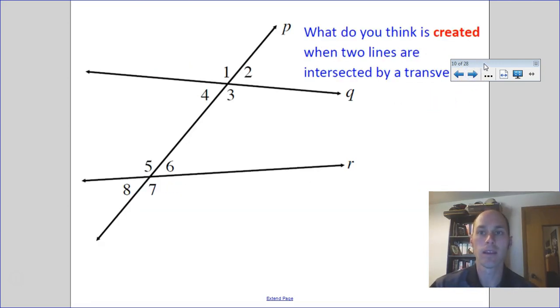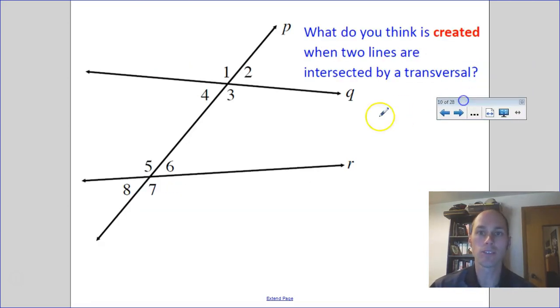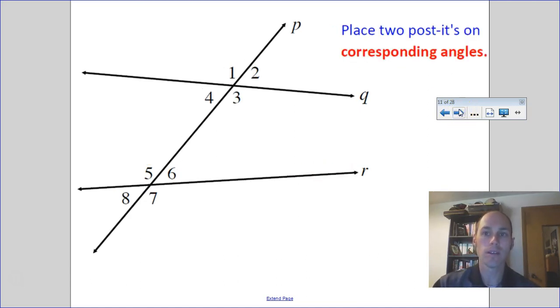Okay. Now, what do you think is created when two lines are intersected by a transversal? You can kind of see it on the diagram, but I've got different angles that are formed. And that's the connection we're going to look at as we look at lines and angles and the connections that they form. So directions say put two post-its. Well, if you don't want to put post-its, just point at them on your diagram. Which ones are corresponding angles? What do you think are corresponding angles?